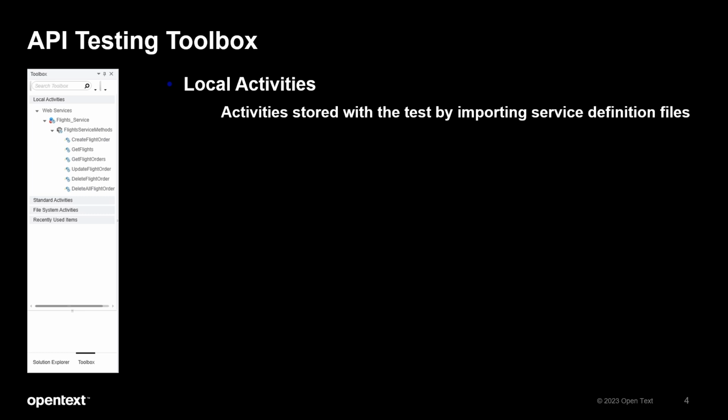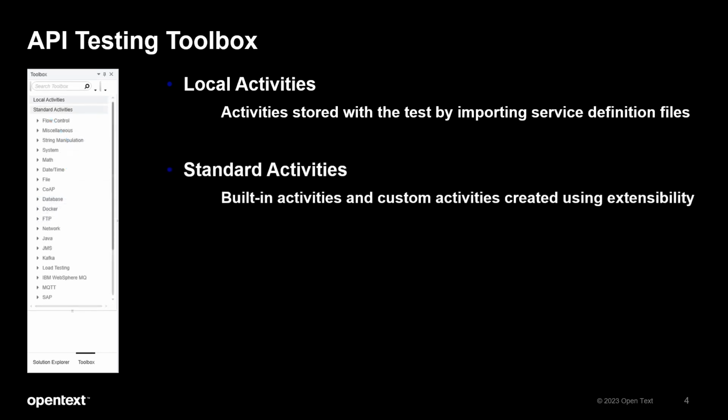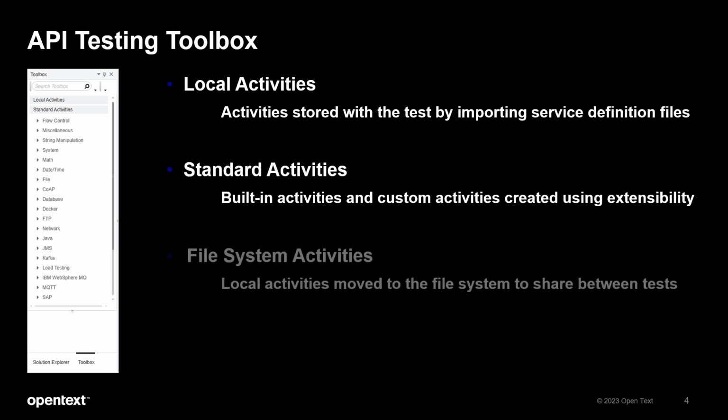In the middle, there are the standard activities. These are the large number of built-in activities to get you quickly started when dealing with different types of headless applications, along with the custom activities you created using extensibility. And at the bottom are the file system activities, which are the local activities that you move to the file system. By storing the activities in the file system, you can share and reuse them between tests.